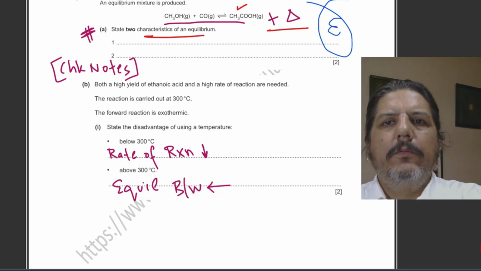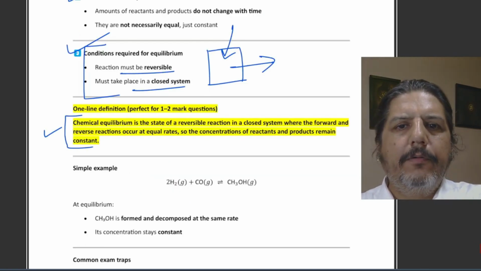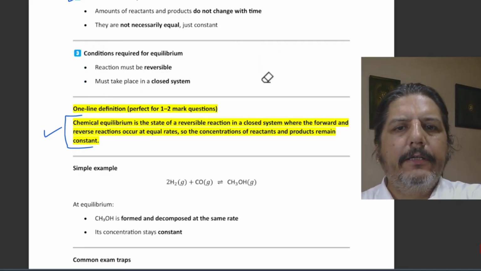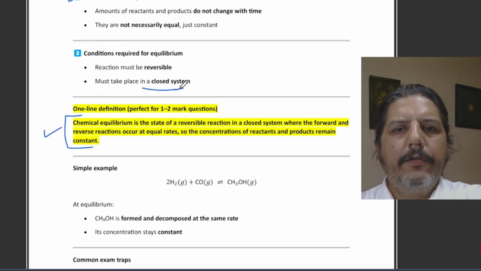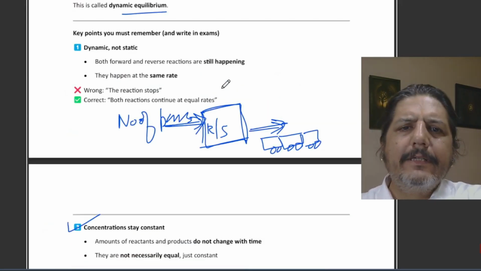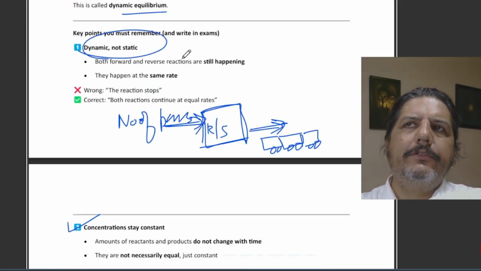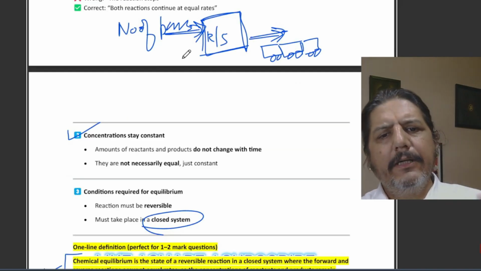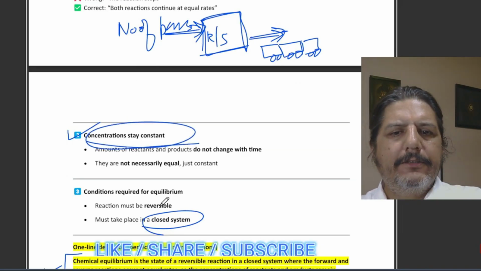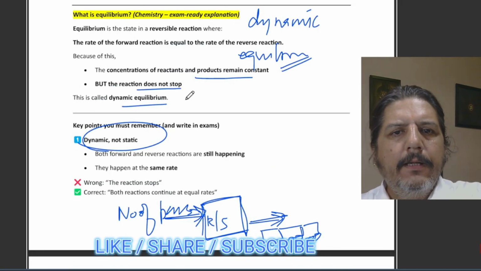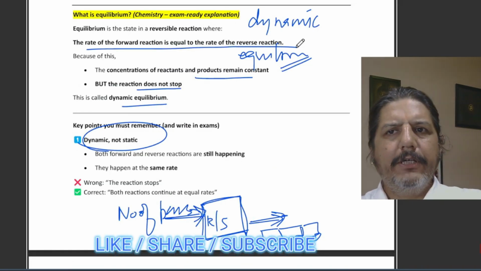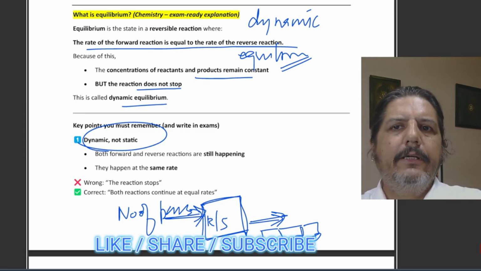And we have discussed equilibrium in detail. The answer you can write as: one, it's a closed system. And second, you can write it's a dynamic condition, not a static condition. You may also mention concentration remains constant, or you can also mention that the rate of the forward reaction is equal to the rate of the reverse reaction. So we have discussed 3-4 features. You can write 2.